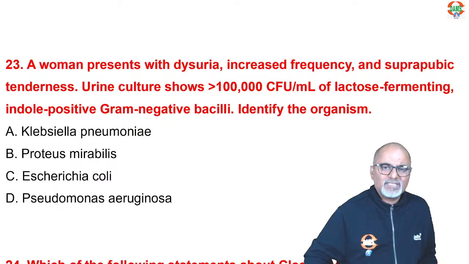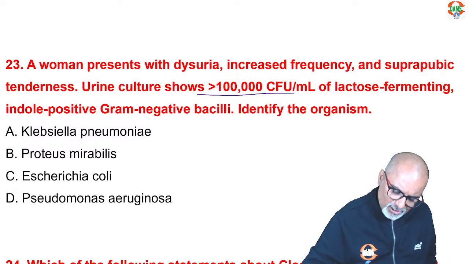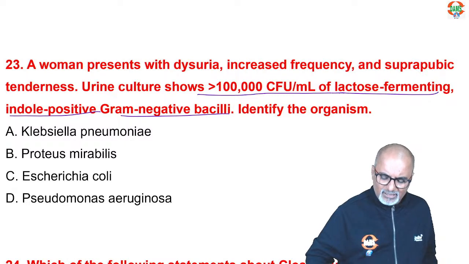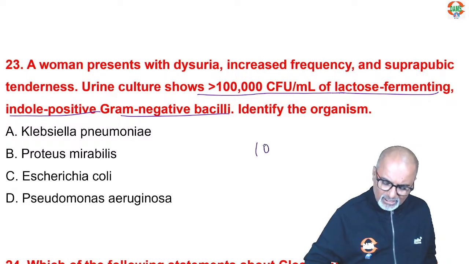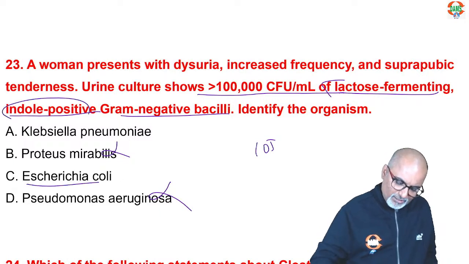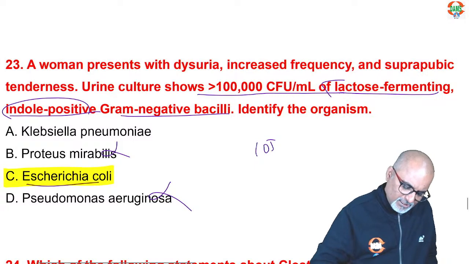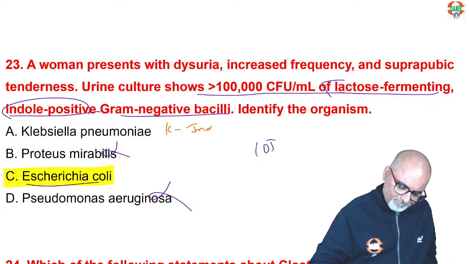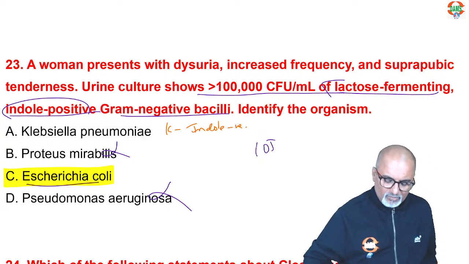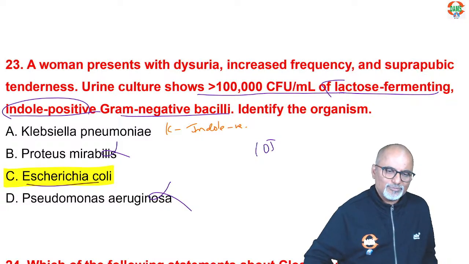A woman presents with dysuria, increased frequency and suprapubic tenderness. Urine culture shows more than 1 lakh, 10 to the power 5 colony forming units, lactose fermenting, indole positive, gram negative bacilli. Pseudomonas is non-lactose fermenter, Proteus non-lactose fermenter. Indole positive is E. coli because Klebsiella is indole negative.